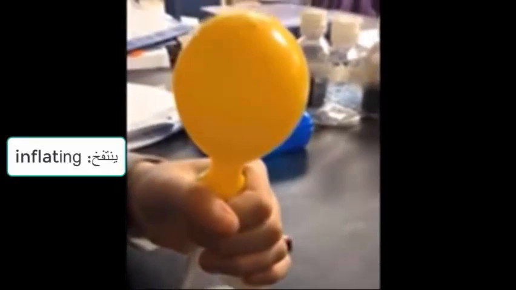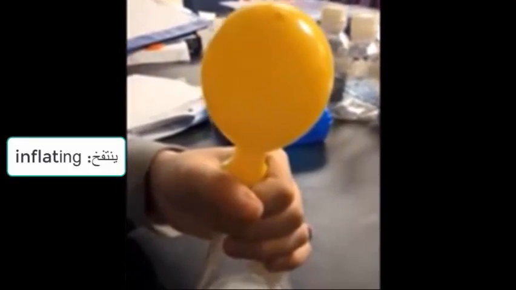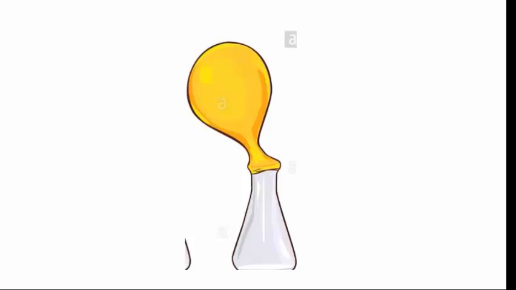Now, pour the chalk powder that is in the balloon into the flask. And I want you to observe what will happen to the balloon. Oops, as you can see, the balloon is inflating. What do you think this balloon contains? Well, it contains gas. Where does this gas come from? It comes from the chemical reaction between the chalk and the vinegar.